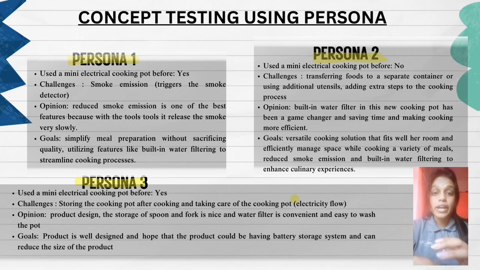The last question we asked them is, what other goals might they have towards our product? Persona 1 says the goal is to simplify meal preparation without sacrificing quality, and the second persona says that she seeks a versatile cooking solution that fits well in her room. A goal is to efficiently manage space while cooking a variety of meals. The third persona says that the product is well designed and he hoped that the product could have a battery storage system.